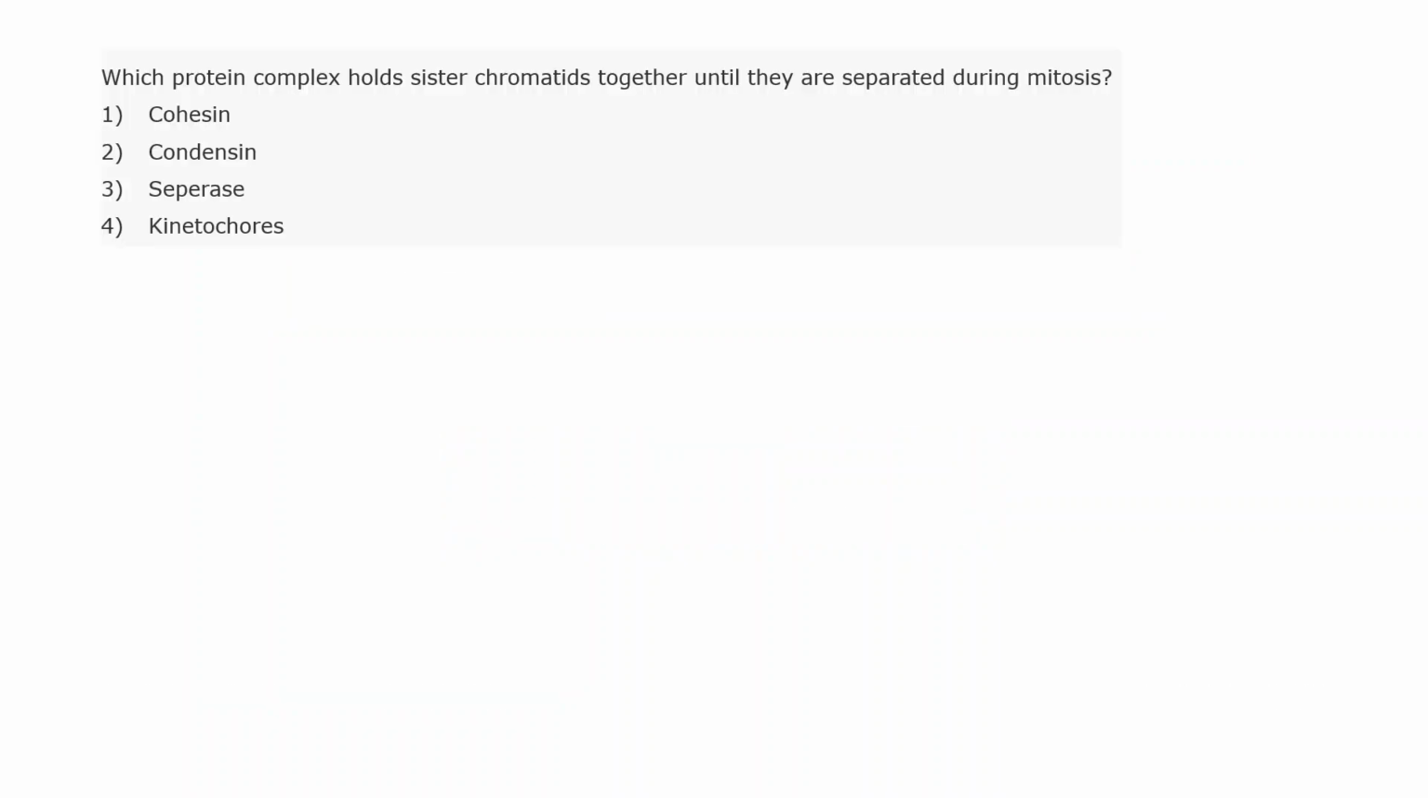Coming to the first question: which protein complex holds sister chromatids together until they are separated during mitosis? Cohesin, condensin, separase or kinetochores? You can either type in the chat box, or you can unmute yourself and give the answer. Okay, I'm getting option A. Any other option?